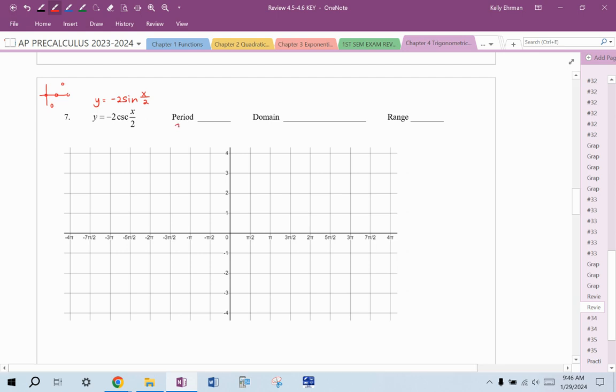Anyway, period is 2 pi divided by 1/2. That's the b value. So that's really 4 pi. So let's divvy that up. 4 pi, cut that in half, 2 pi, cut that in half, pi, and then go over and make your third tick mark, which would be at 3 pi.